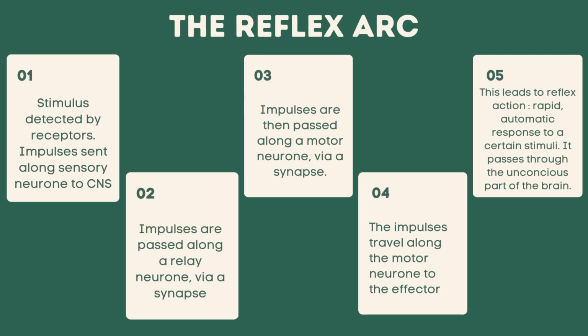When a stimulus is detected by the receptors, impulses are sent along the sensory neuron to the CNS. Then the impulses are passed along a relay neuron via a synapse. A synapse is a junction between two neurons. Then the impulses are passed along a motor neuron via a synapse. The impulses travel along the motor neuron to the effector. From the effector, this causes the reflex action, which is a rapid response to a certain stimulus.